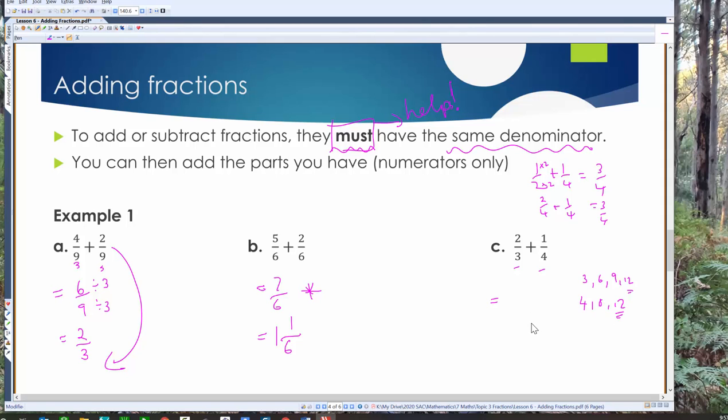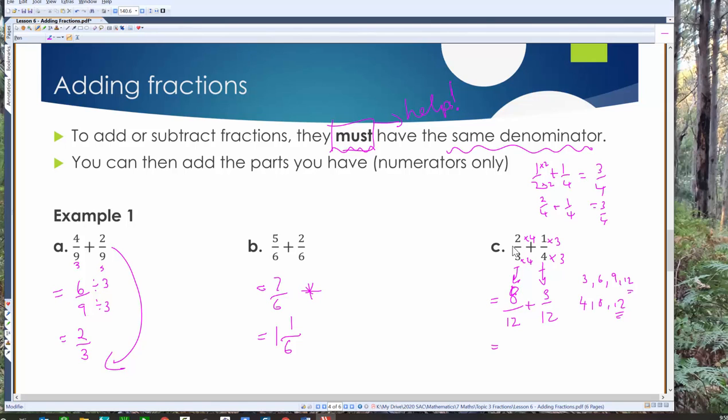Okay, and we've got our lowest common multiple is 12. So both of these numbers go into 12. Now we're going to multiply 4 by 3, and we're going to multiply 3 by 4. What we get is an answer of 8 parts out of 12 plus 3 parts out of 12.